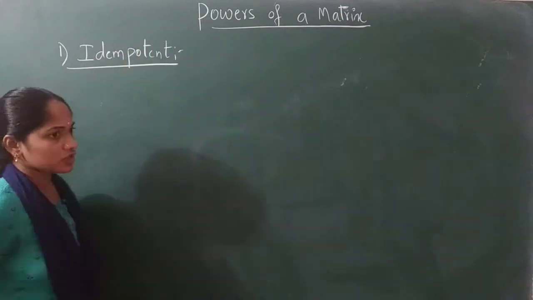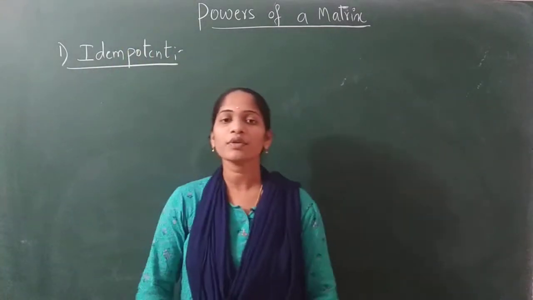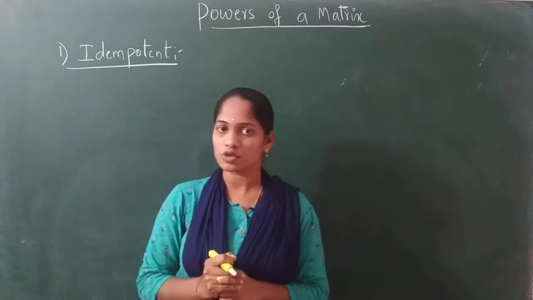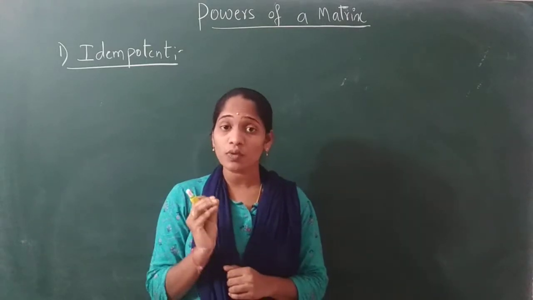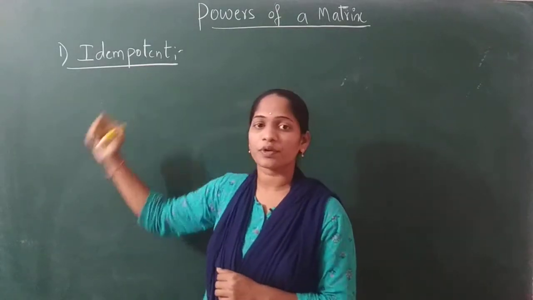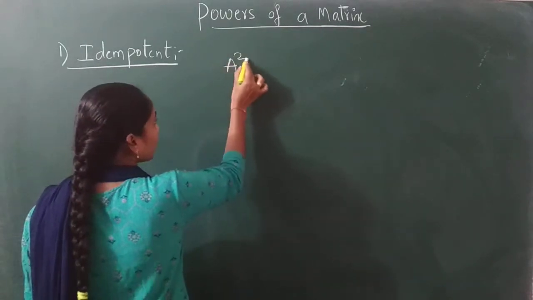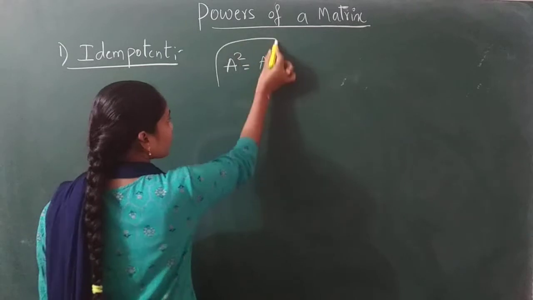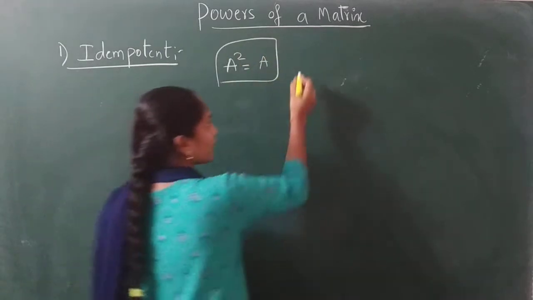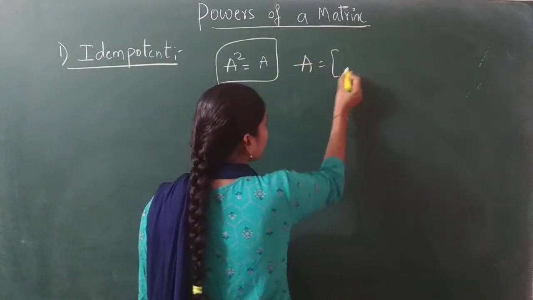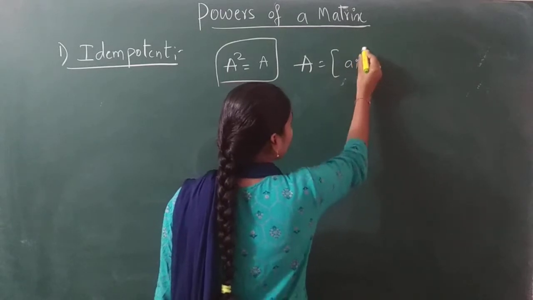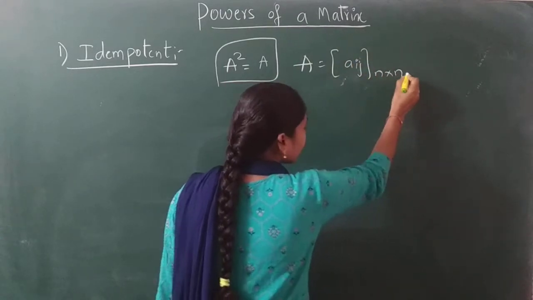Idempotent matrix. What is that? You have to consider a square matrix of order n, and that square matrix is said to be idempotent if the condition is A square equals A. You have to consider a square matrix always. What is the square matrix? A equals [aij] of order n.